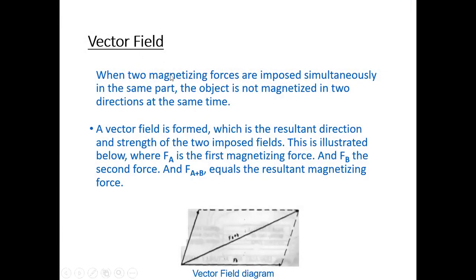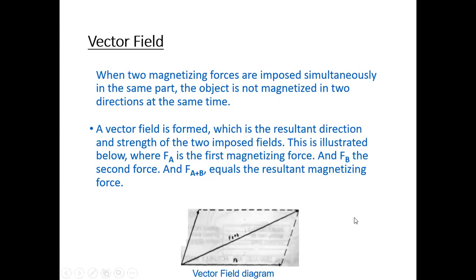Now this is the vector field. Suppose you are applying current from this direction and you are applying current from this direction at the same time, then we get the vector field, the resultant field, which will move in this direction. So that is the vector field. Now the amount of field is a combination of both this field and this field. Means if suppose this is A and this is B, then this vector will be A plus B.